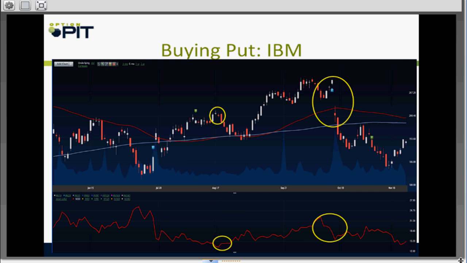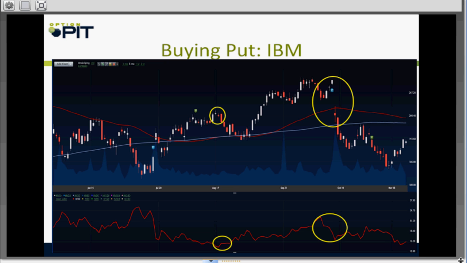So here's puts. IBM, believe it or not, a lot of people like selling premium IBM. I found that to be a great one for targeted buying because it doesn't move very much, but when it does, it really does have a trend to it. So its volatility may be low. But unless you're delta hedging every day, calls or puts can be great.